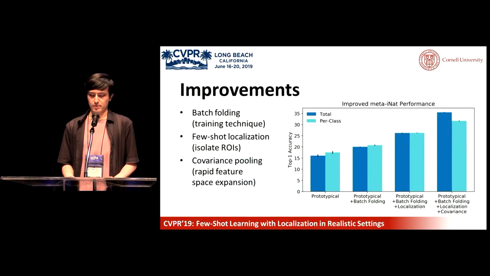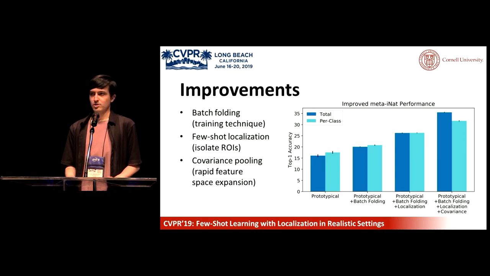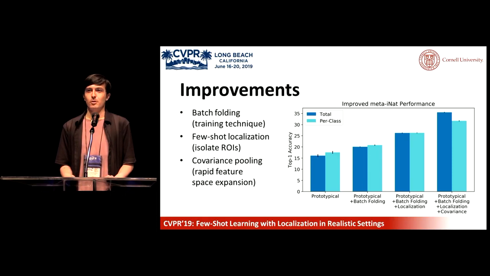We now introduce 3 simple, parameter-free techniques, which, taken together, allow us to double the accuracy of prototypical networks on meta-INAT. Due to time constraints, I'll give only a very brief overview of these techniques. Details can be found at our poster session, and I'd be happy to talk offline.